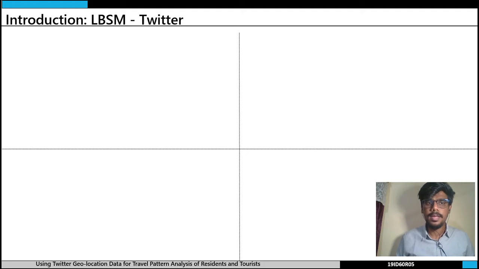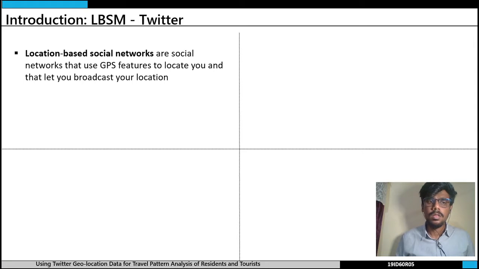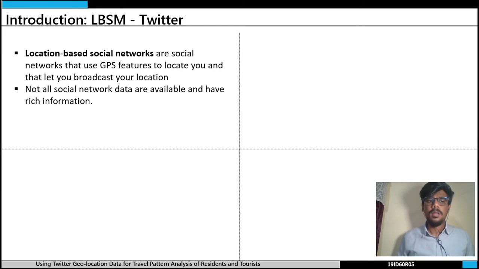So, what exactly is location-based social media? In simple words, social networks that use GPS features to locate you and even allow you to broadcast your location while posting are location-based social networks. The problem is that not all social network data are available, and if they are available, they don't have rich information which can be transformed.